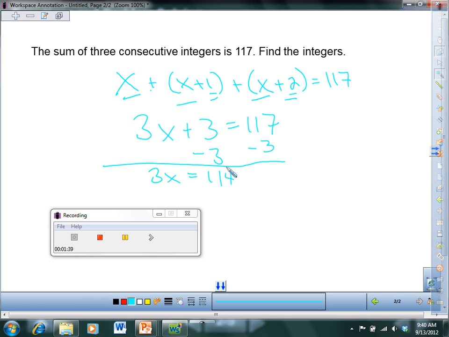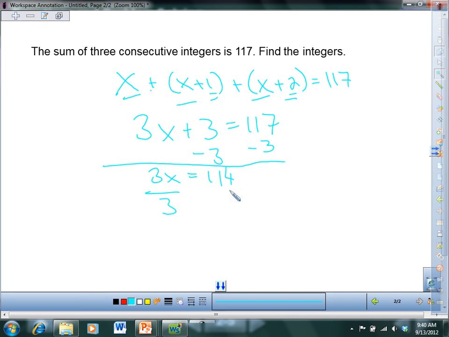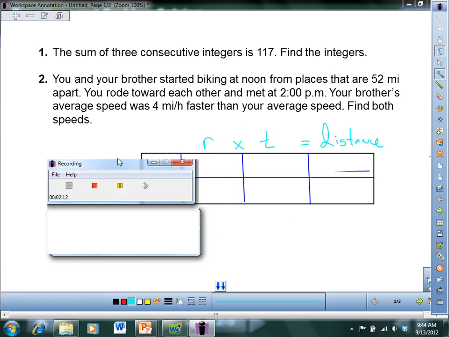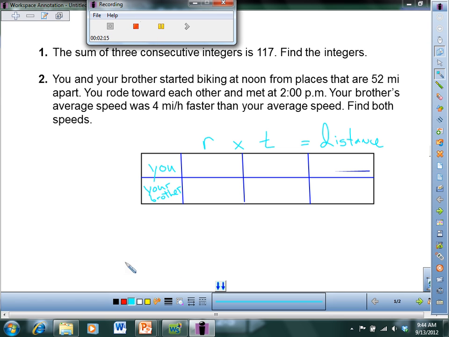114. Then what do I have to do? Divide both sides by 3. Divide by 3, divide by 3. And I get x equals 38. So there's one integer. What's the next consecutive integer after 38? Britt? 39 and then 40. Okay? But why do you have 39 and 40? 40. All right.